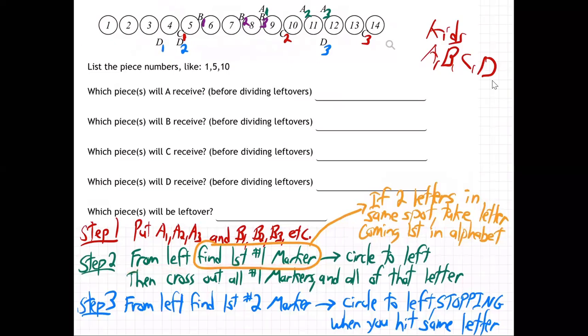Okay. So starting on the left, here we go. This is the left side, right? So what's the first number 1 marker? There it is. D1. So that's step 2. D1. So what do you do with that? Circle to the left. So I'm going to take that marker and circle to the left. And that is going to be D's candies. I can do D right now. D's going to get candies 1, 2, and 3.